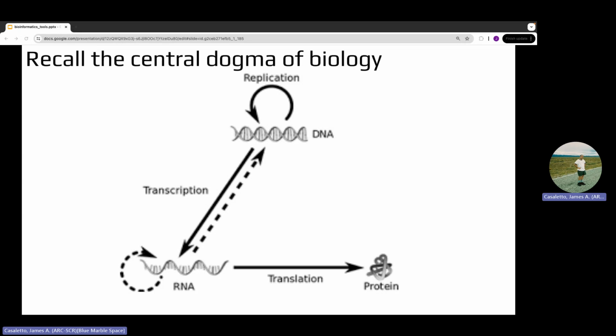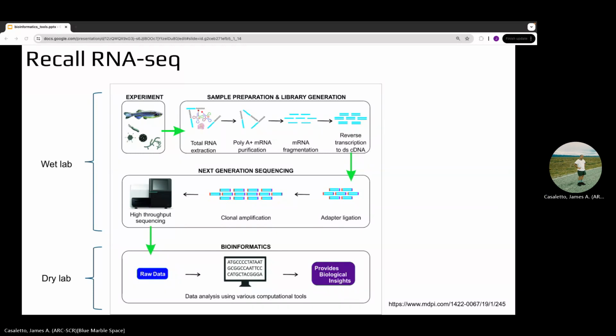DNA also undergoes replication during cell division. RNA sequencing is the process of isolating, amplifying, and counting these RNA transcripts to see which genes are active in a cell or tissue at a particular point in time. Recall RNA-seq. RNA sequencing has two primary components: a wet lab component where chemical reactions are used to extract, purify, amplify, and sequence RNA fragments, and a dry lab component where those RNA fragments are quantified and analyzed to ultimately provide biological insights.